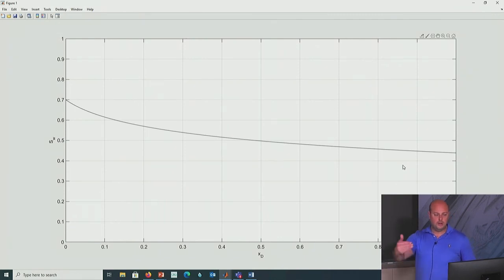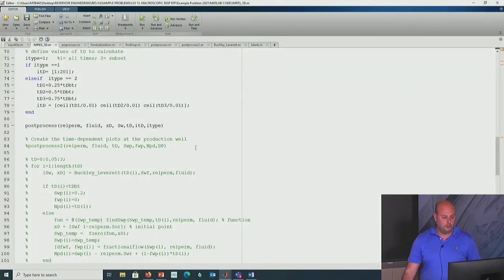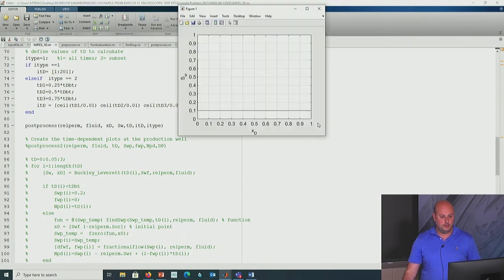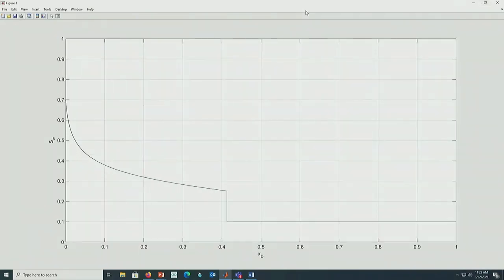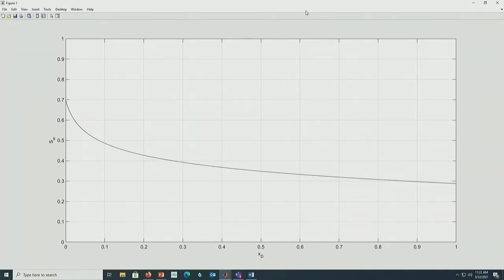If I waited long enough, it would recover all that mobile oil. So eventually you'd get to 70%. But I didn't run the code long enough. Let me run it one more time so we can see it here. Okay, so you see that wall moving.